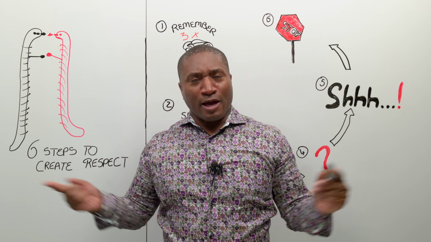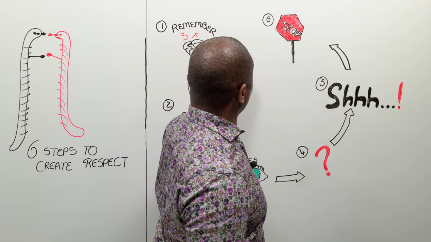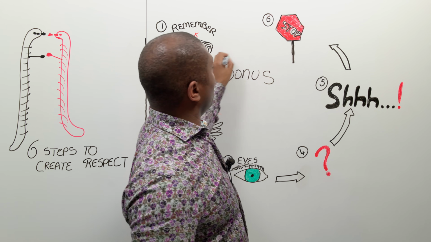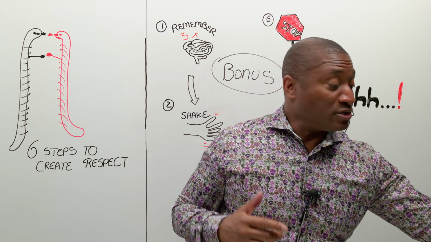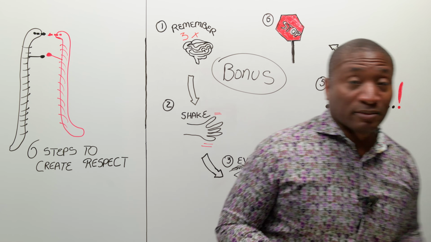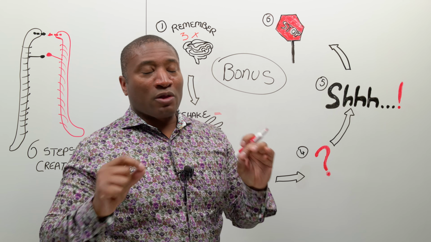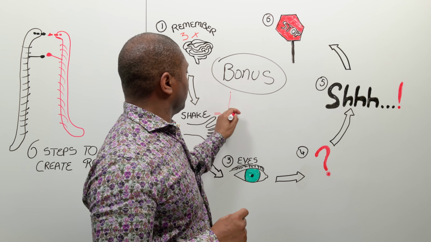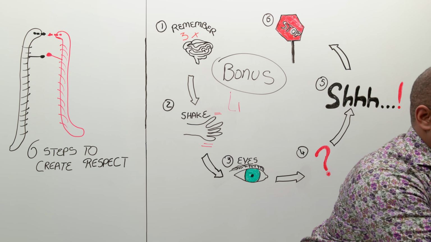And we're back. And I promised you a bonus. And what possible bonus could I offer you after I've given you all this wonderful information about creating respect when you meet someone for the first time? I'm going to give you the secret key ingredient that makes all of this work. Sorry, I'm going to use a different marker because that one's not so good.